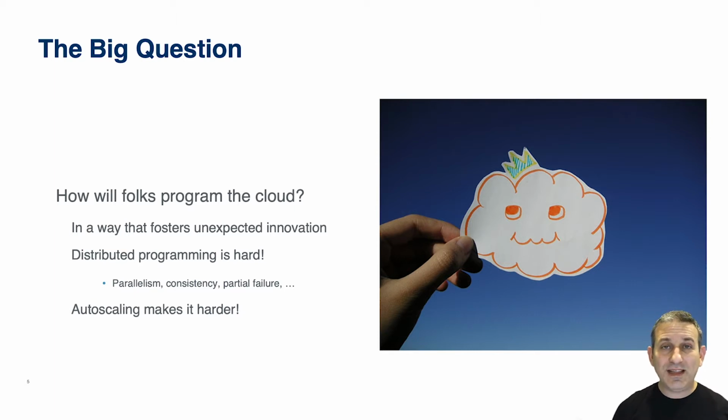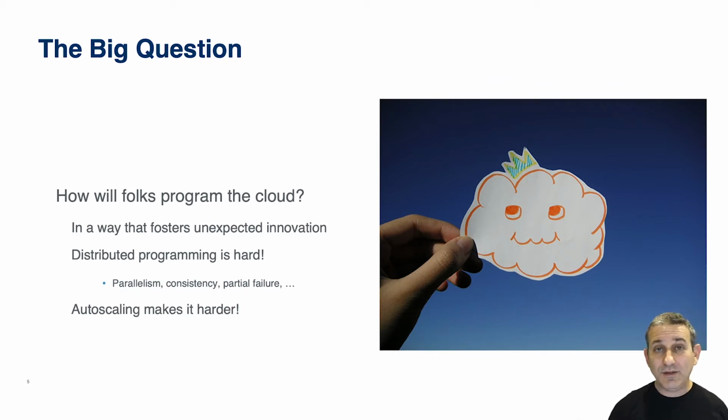Now, another platform that arose around the same time as the mobile phone was the cloud. And yet somehow the cloud doesn't have a programming environment that is native to it, that enables third-party developers to produce things we never would have expected. In some sense, we're still waiting to hear how folks will program the cloud in ways that foster unexpected innovation.